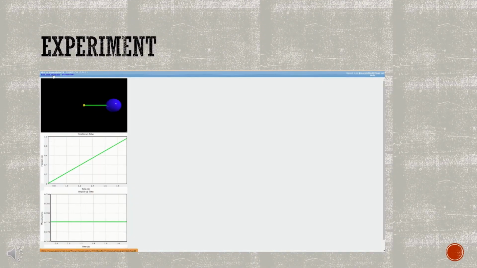As you can see, the position-time graph is completely linear and starts at 0, and the velocity-time graph is a complete straight line, suggesting there are no external forces acting on the ball.